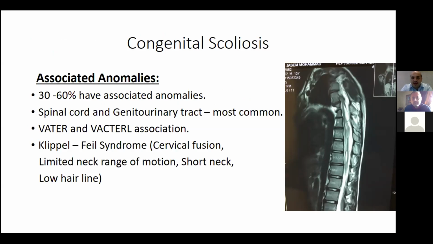So once you diagnose a patient with congenital scoliosis, which means you find a bar or a hemivertebra, you have to screen your patient. Remember the VACTERL association, which is vertebral anomaly, anal atresia, cardiac, tracheoesophageal fistula, renal, and limb anomalies. Klippel-Feil syndrome is also very famous in our area, which is cervical fusion. It is another differential for torticollis. It is usually limited neck range of motion with a short neck and low hairline.